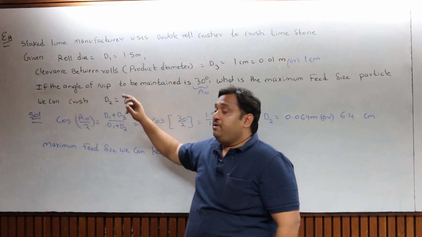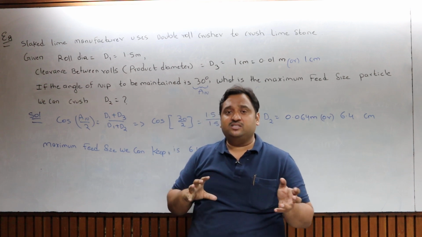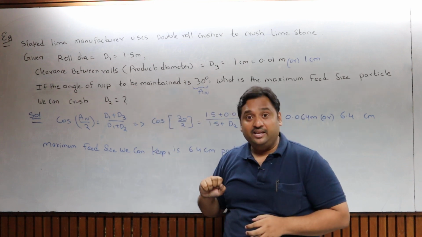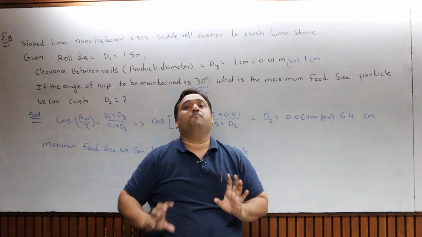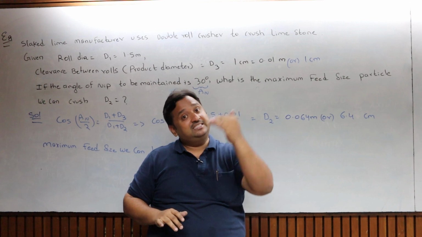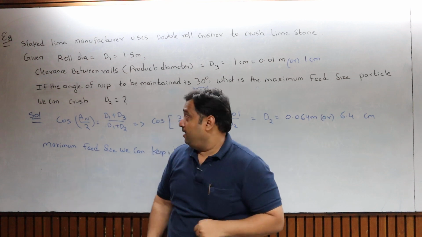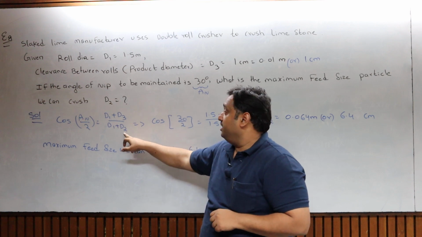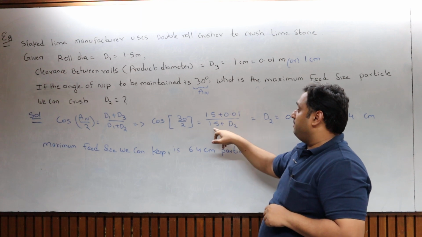Based on experience, they want to maintain an angle of nip of 30 degrees, that means an is equal to 30 degrees. In such conditions, what is the maximum feed particle size I can put on the crusher? If you put beyond that, it will not be crushed. If it is less than that, every feed particle will get crushed. So let us apply the formula. Cos(an/2) equals (d1 plus d3) by (d1 plus d2), that is cos(30/2) equals (1.5 plus 0.01) divided by (1.5 plus d2).